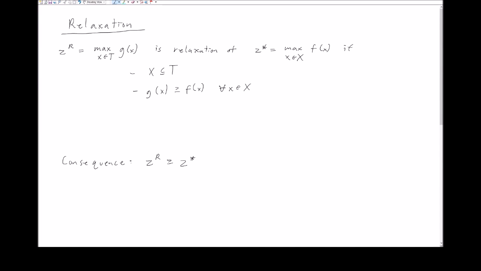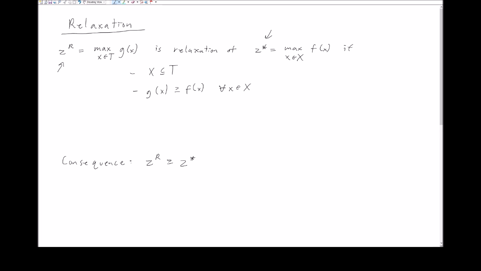In this lecture, we're going to introduce the idea of a dual pair. A dual pair is related to a relaxation. Recall that in a relaxation, the idea is to have some new problem whose optimal value is z superscript r that's related to our integer program whose optimal value is z star in the following way.